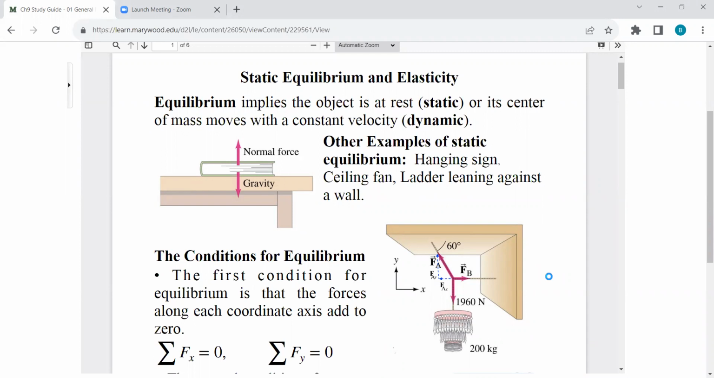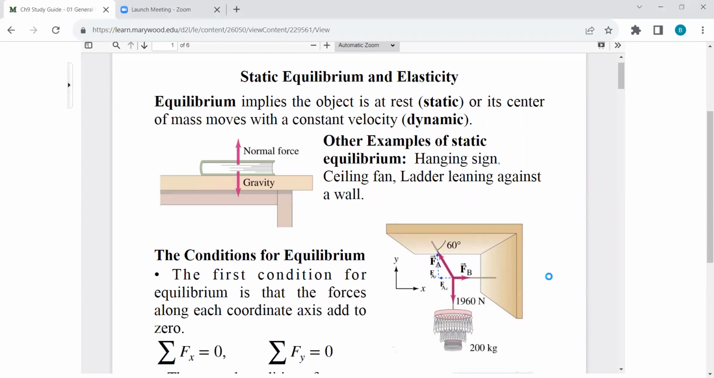So the static equilibrium you already know. So here, you will be learning about some application of Newton's laws of motion. Newton's laws of motion you will be learning in the first part, and then elasticity is a little bit different. Basically, static equilibrium is an application of Newton's first law.